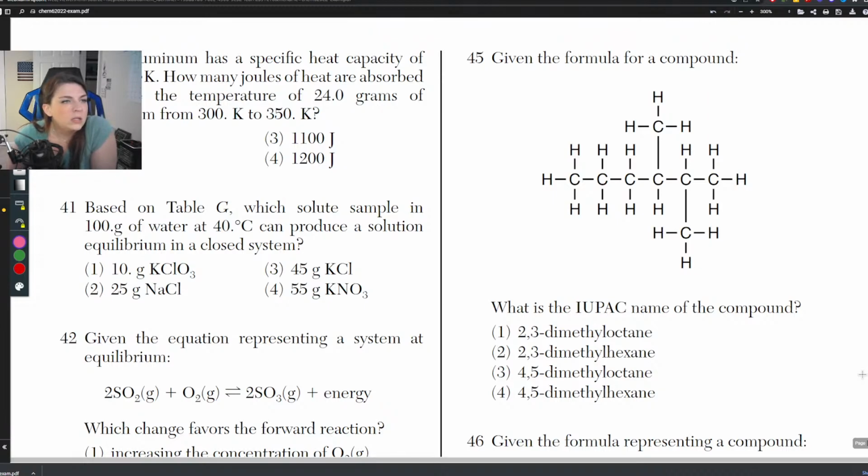Question 40. Solid aluminum has a specific heat capacity of 0.90 joules per gram Kelvin. How many joules of heat are absorbed to raise the temperature of 24.0 grams of aluminum from 300 Kelvin to 350 Kelvin?